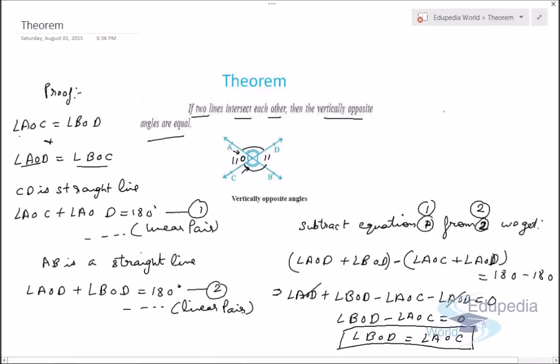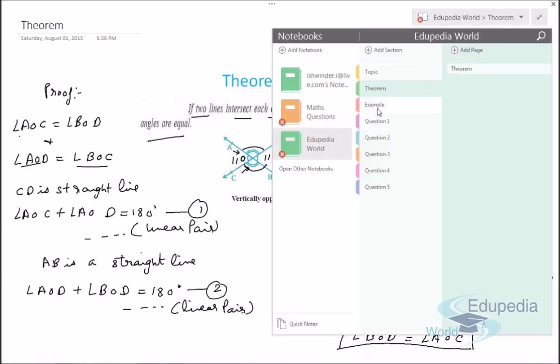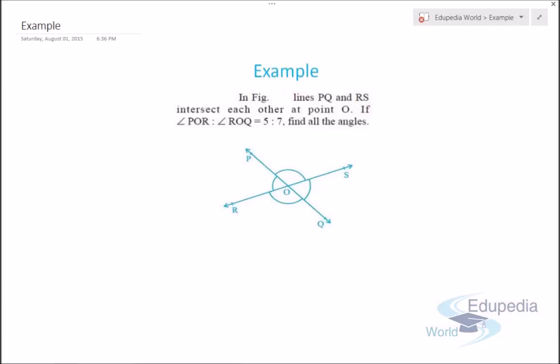So let's move on to the next concept, which is the example. We'll solve an example related to this theorem, or in general we solve examples to clarify more concepts. In the figure, lines PQ and RS intersect each other at point O. If angle POR and angle ROQ are in the ratio 5:7, we have to find all the angles, means this angle, this angle, this angle and this angle. So let's see how we can do it.